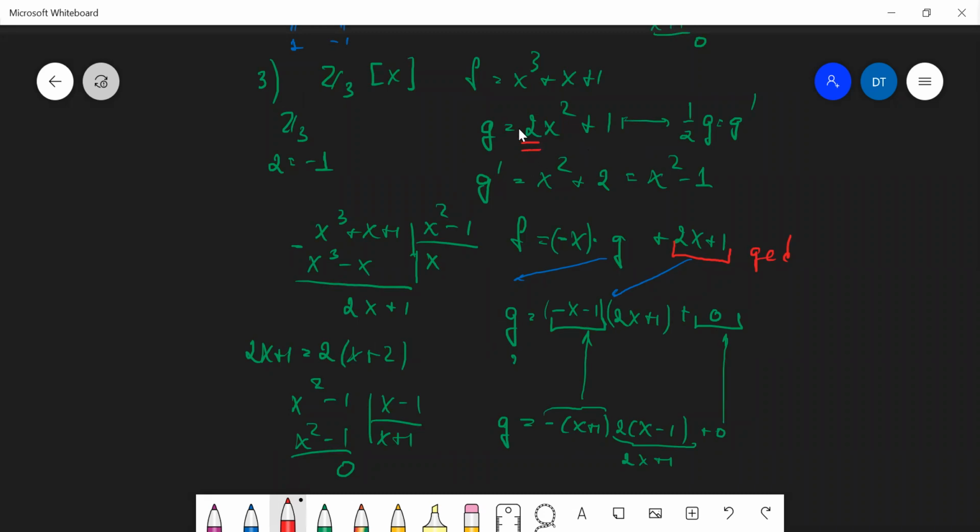So how do you cancel? You can multiply g by 2 inverse, which is 2, and normalized g is x squared plus 2 or x squared minus 1. So you divide f by this guy, and you will get.